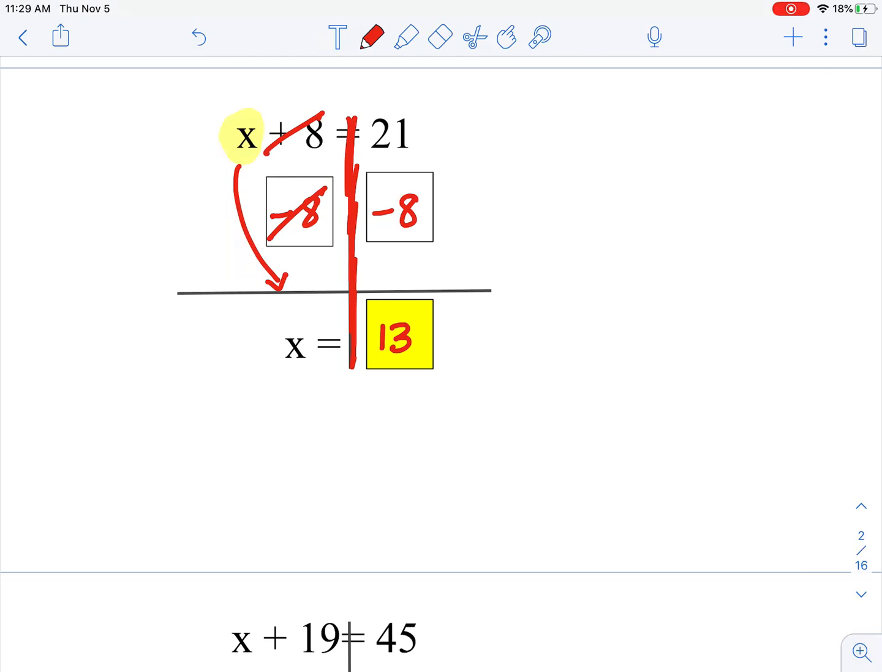Now guys, if we go back up here to this original problem, there is no reason to get these wrong. We're saying x equals 13, so I'm going to put in a 13 there. Put in your calculators 13 plus 8, and it will equal 21, so you know that x equals 13.